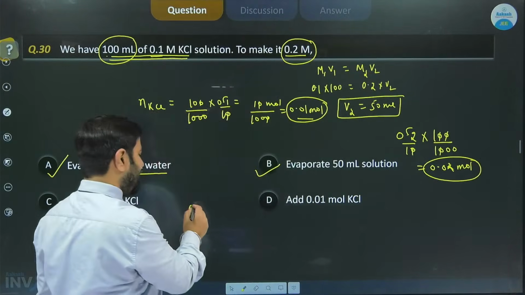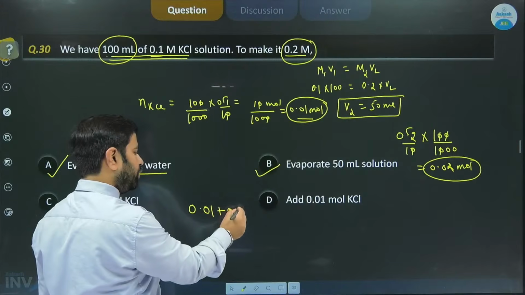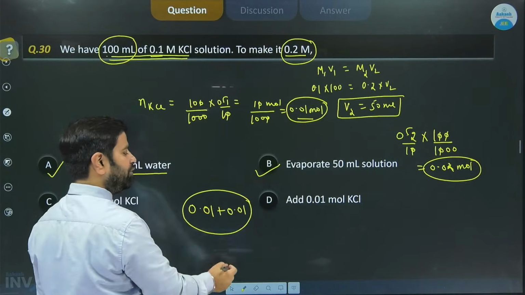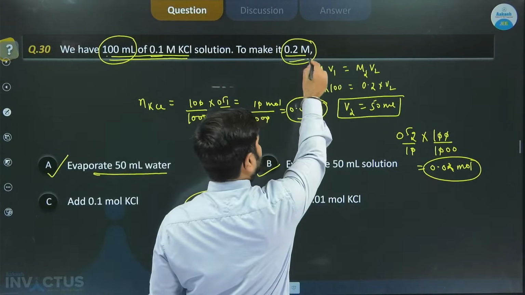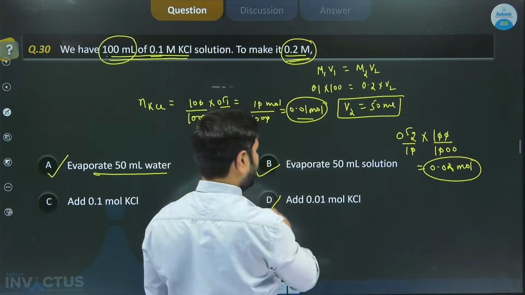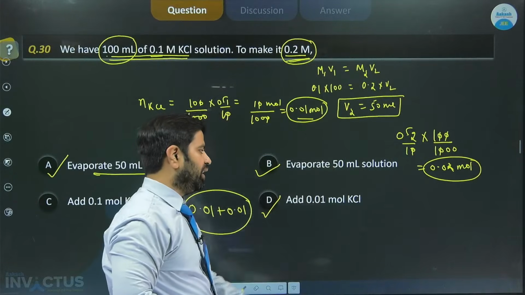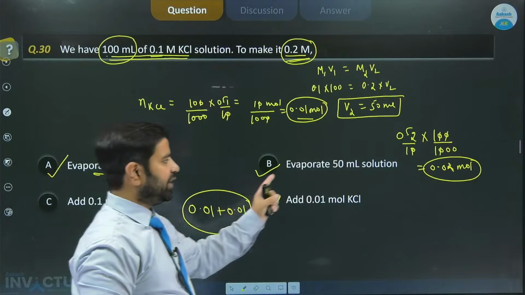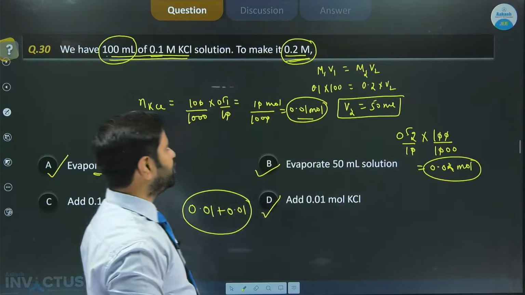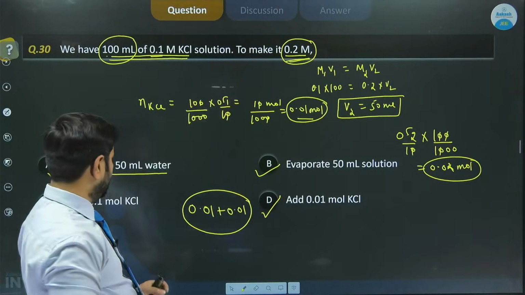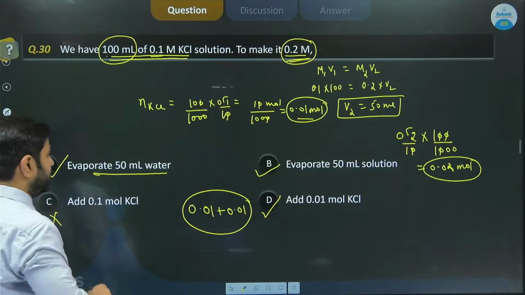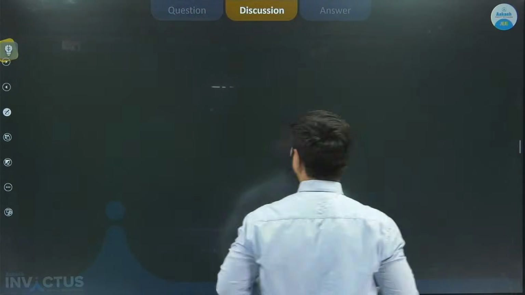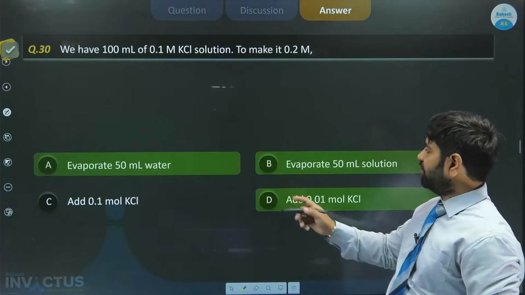So when we add 0.01 moles to the solution, it will become 0.2 molar. So when we add 0.01 mole KCl, the solution will contain 0.02 moles and the solution will become 0.2 molar. So this is the incorrect option. Let's check the answer to this question. The answer given is A, B, D.